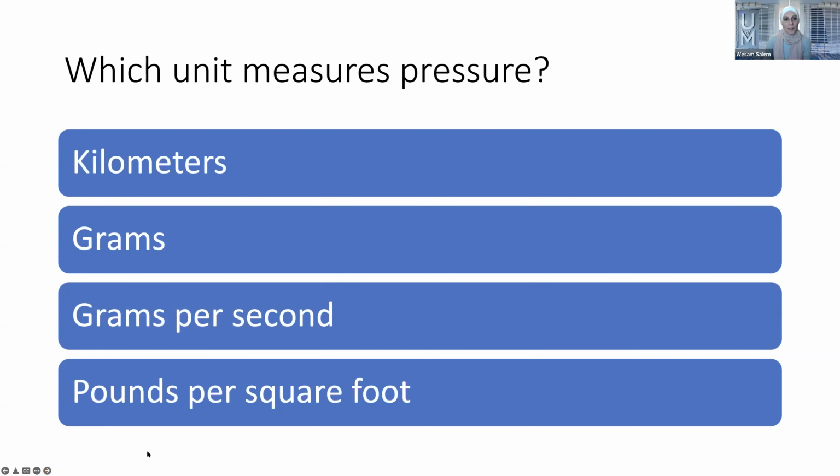All right, what about this one? Which unit measures pressure? I was a little confused when trying to answer this question because I had to figure out which unit of measure went with what type of measuring. I knew it wasn't kilometers because I know that has to do with distance, and I knew grams had to do with mass.